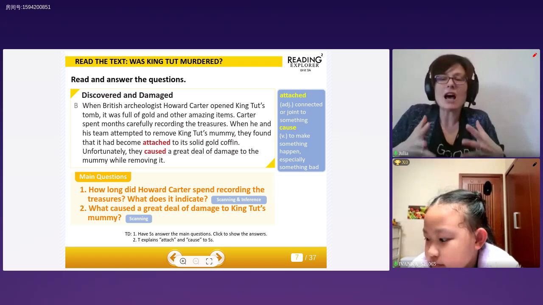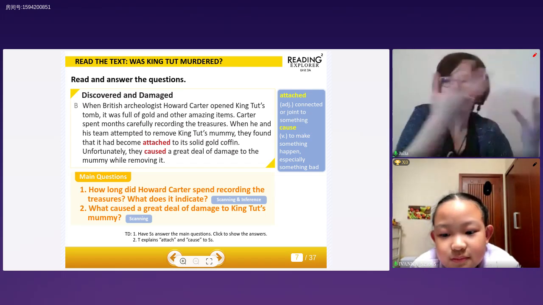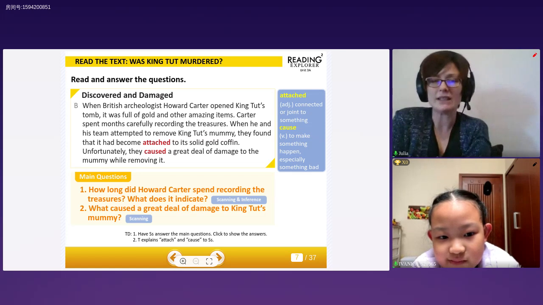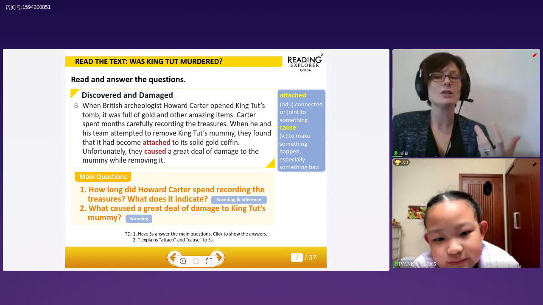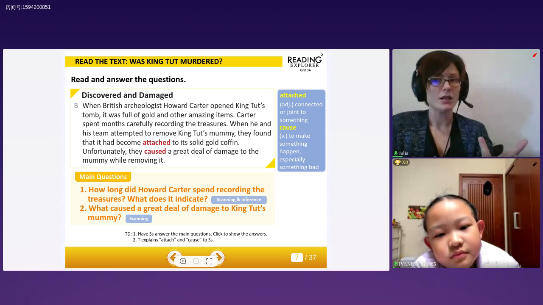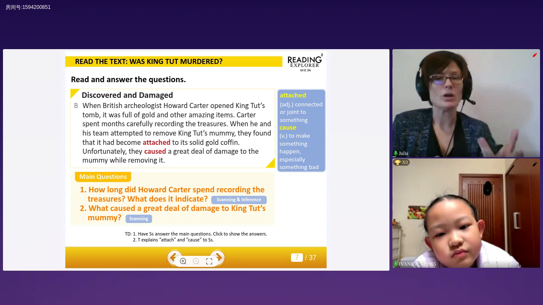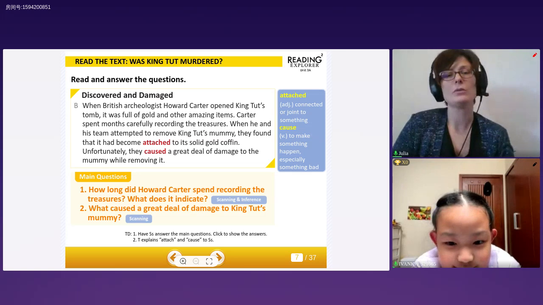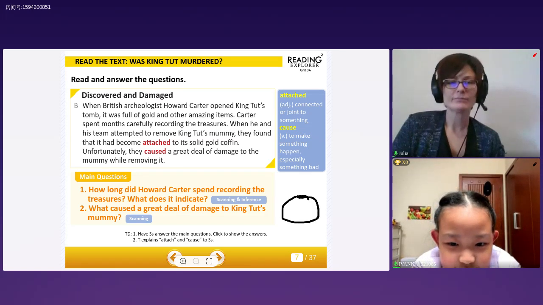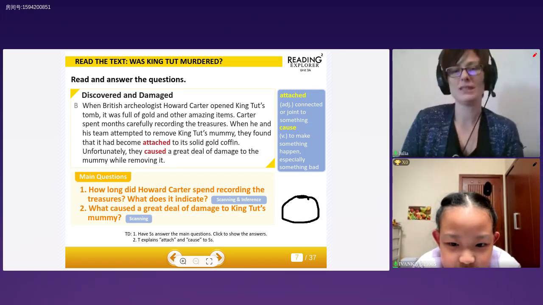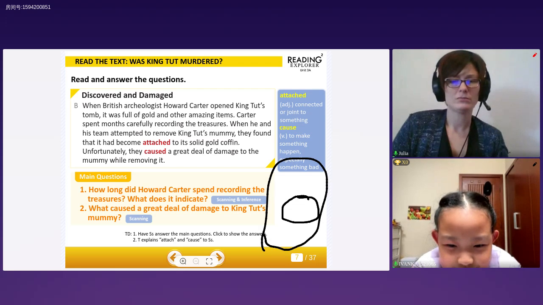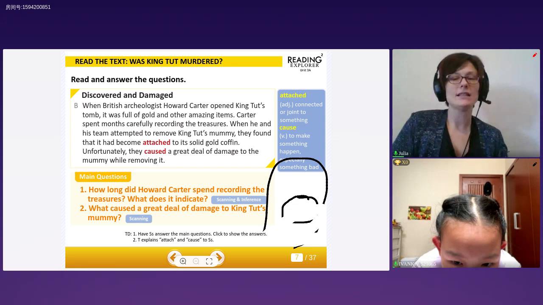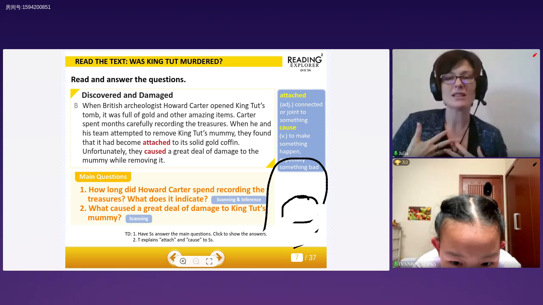And how did Howard Carter, the archaeologist who discovered King Tut's tomb, damage the coffin and the mummy according to the story, Ivanka? What did he do? He damaged King Tut's chest. That's right. Excellently done. He damaged somehow King Tut's chest.